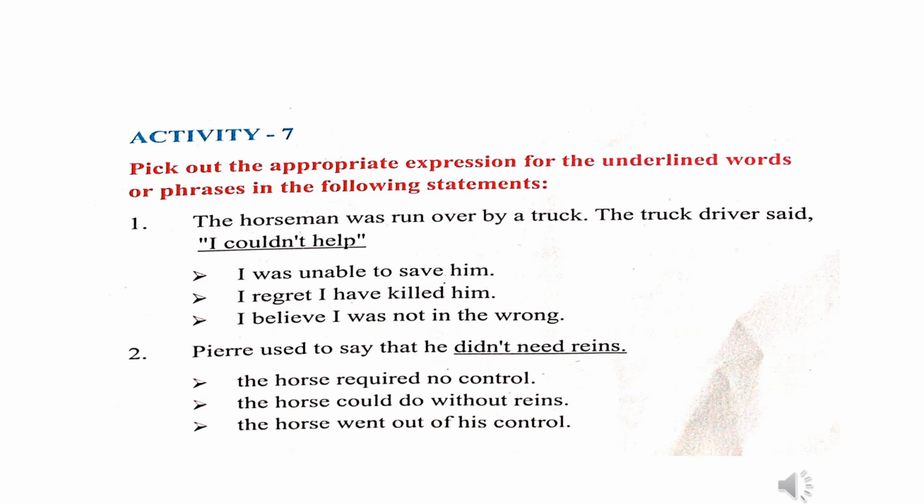Second, Pierre used to say that he didn't need reins. Option 1, the horse requires no control. Second, the horse could do without reins. Third, the horse went out of his control. Tell me, what is the answer? The horse could do without reins.